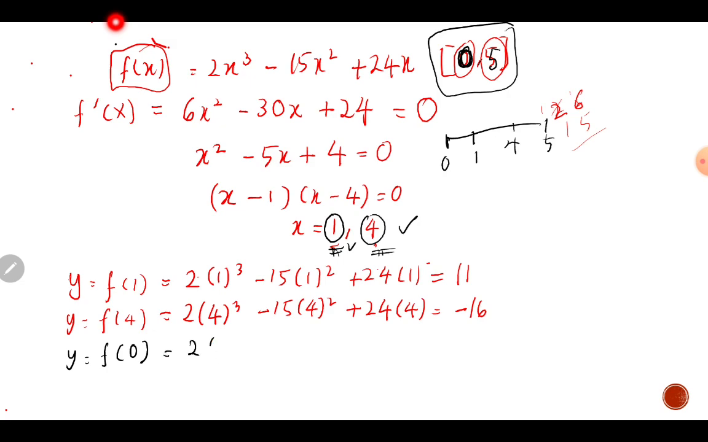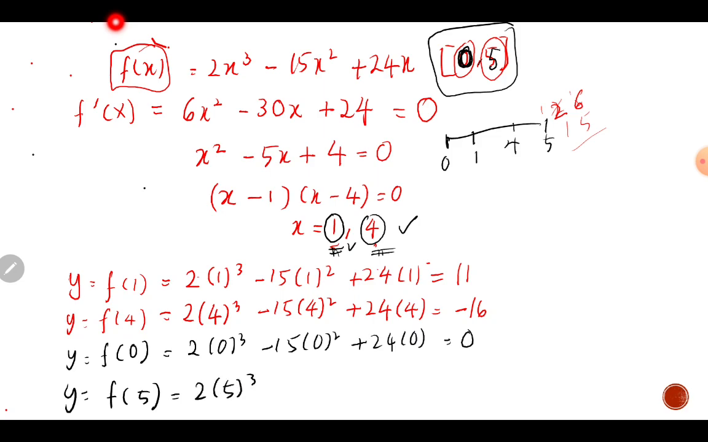So kita dapat 2, 0 kuasa 3 tolak 15, 0 kuasa 2 tambah 24 darab dengan 0. So we get 0 here. And the final one is x equals to 5. So you gantilah 2 darab dengan 5 kuasa 3 tolak 15, 5 kuasa 2 tambah 24 darab 5. So this one, if you press the calculator, you will get is equals to negative 5.